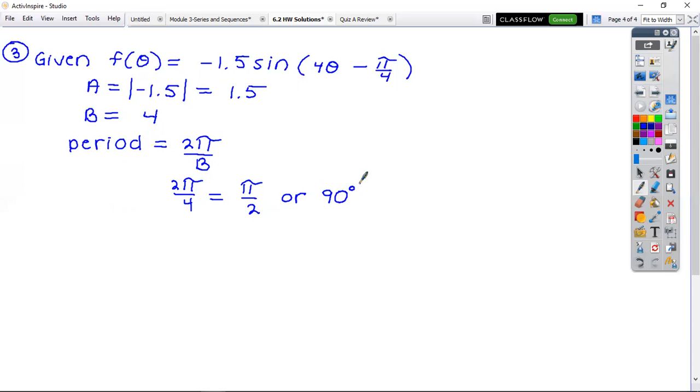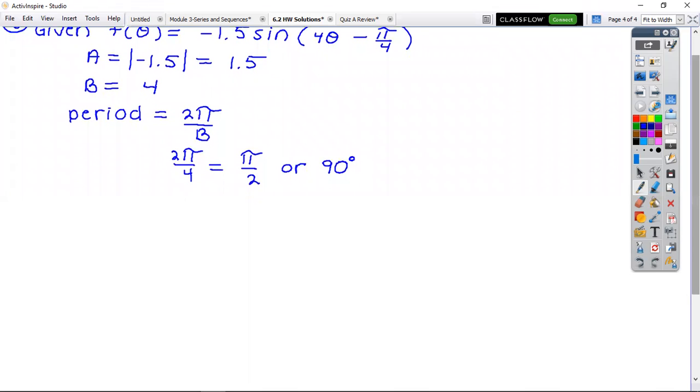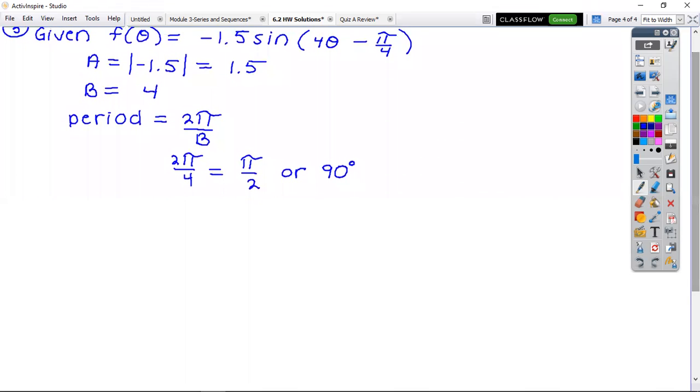90 degrees. All right, next item that you're going to need is a phase shift. Does this have a phase shift? Yes, it does. So we're going to do a phase shift, and your formula for the phase shift is equal to negative C divided by B. And you're going to sub into this. So I'm going to do negative pi over 4, and then divide it by 4. No, you can't leave it like that. You have to work with this.